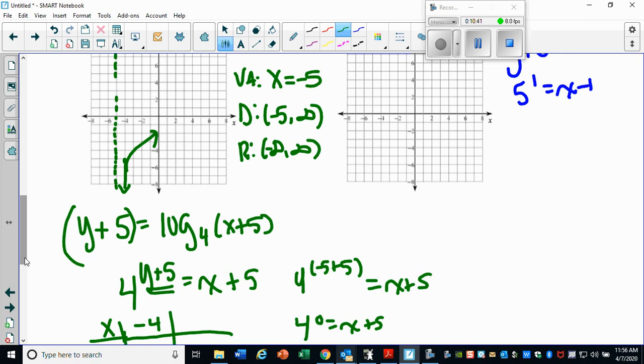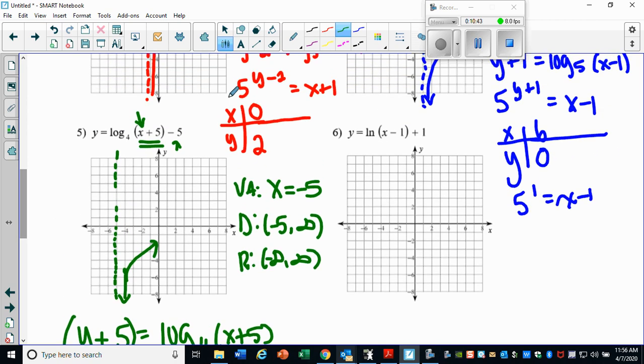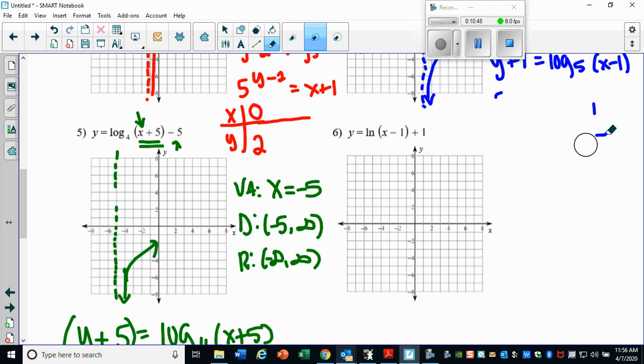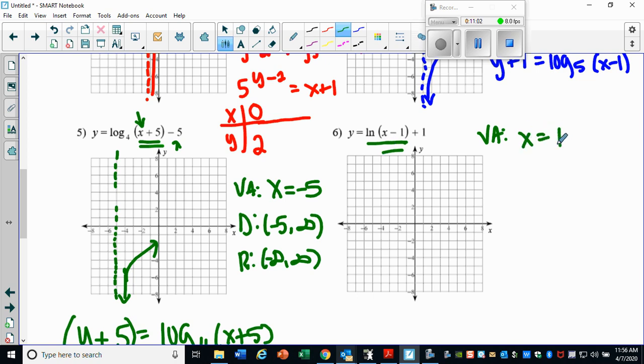All right, and then let's go ahead and take a look at our last one, but let's erase some of this other stuff that we got going on here. Okay, so our last one right here is a natural log. So let's just see what exactly that means. All right, number one, let's find our vertical asymptote. So we're going to set what's inside the parentheses equal to 0. So x is equal to 1.